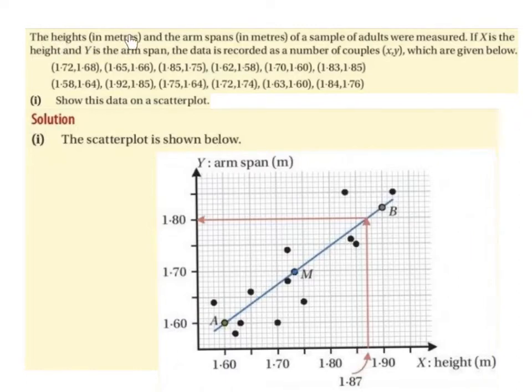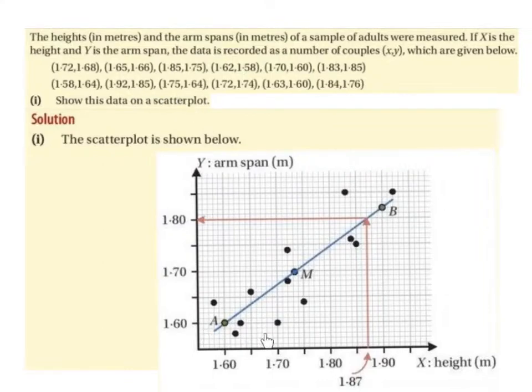The heights in meters and the arm spans in meters of a sample of adults were measured. If x is the height and y is the arm span, the data is recorded as a number of couples x, y, which are given below. Show this data on a scatter plot.